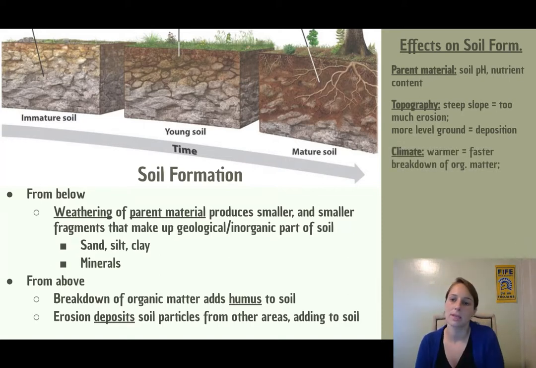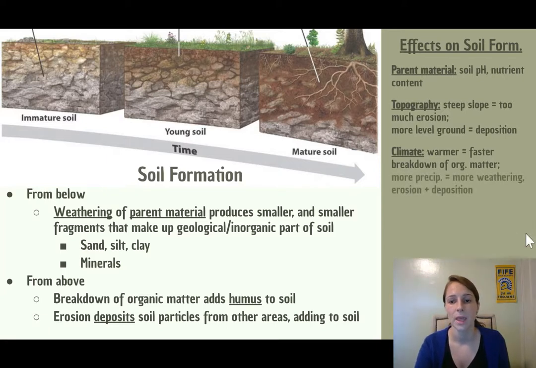Additionally, climate can impact soil formation. For example, in warmer climates, you're going to have a faster breakdown of organic matter because heat is going to cause more decomposition to occur. Now, if it's an area where there's more precipitation, you're going to see more weathering, more erosion, more deposition. And so you're going to see some of this rock being broken down and more movement of these eroded soil particles, just based on the fact that it rains more in that area.